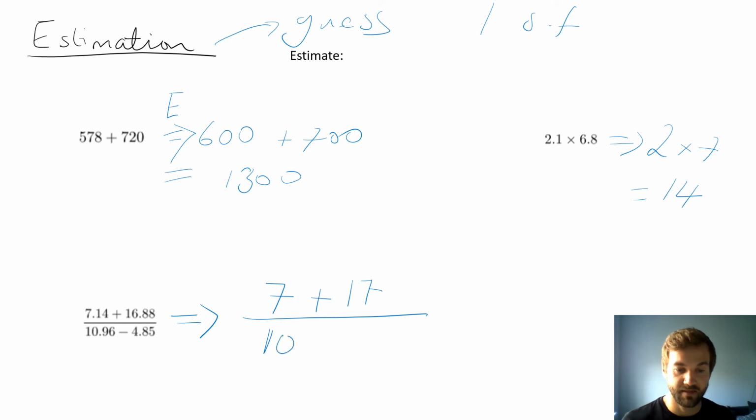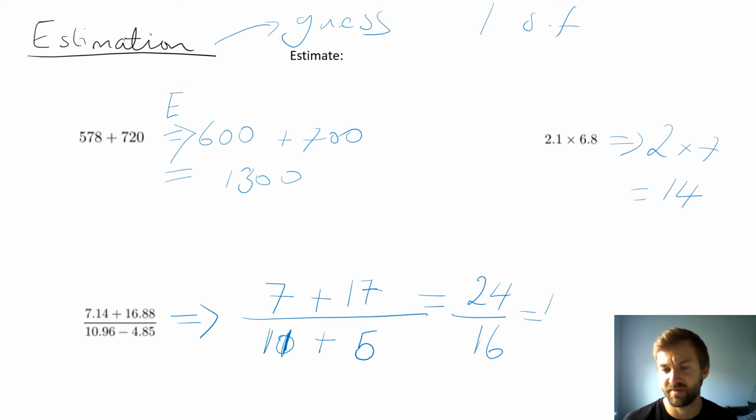10.96 rounds to 11, sorry, and 4.85 rounds to 5. Okay, I'm going to carry on with this and see what happens. So 7 times 17 is 24. 11 plus 5 is 16. It's 24 out of 16. Simplify that, dividing by 8, which gives me 3 over 2, which is 1.5. So a good estimate would be 1.5.